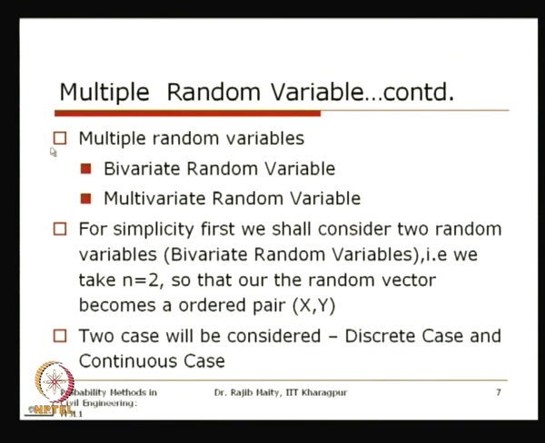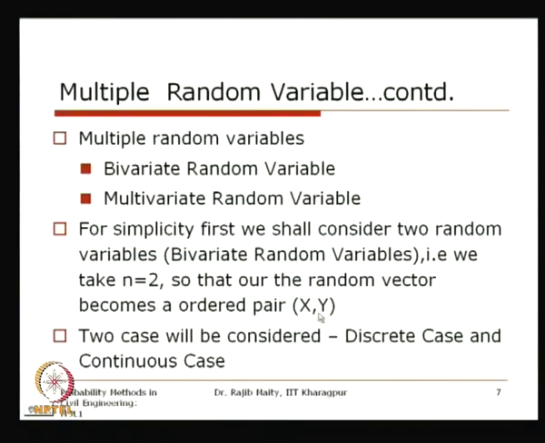Now, multiple random variables: as I told, two random variables are specially categorized as a bivariate random variable, and more than that are all multivariate random variables. For simplicity, first we shall consider two random variables, that is a bivariate random variable, when we take n equals 2, so that our random vector becomes an ordered pair (x, y), as we discussed through that pictorial representation.